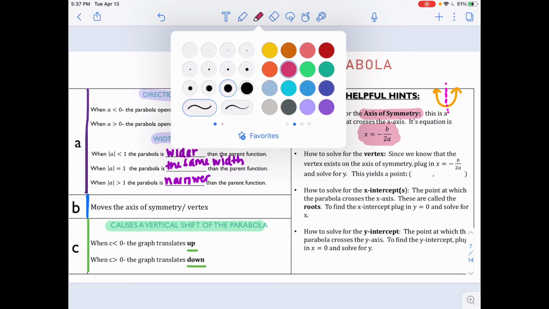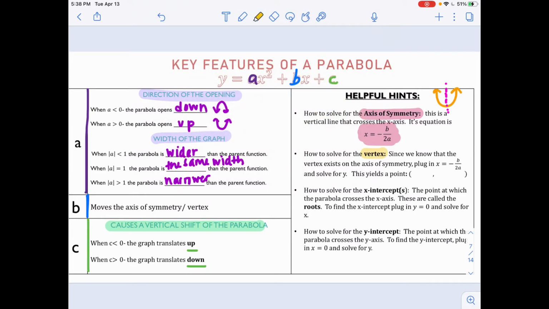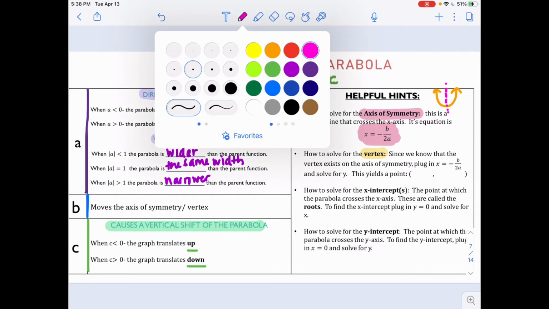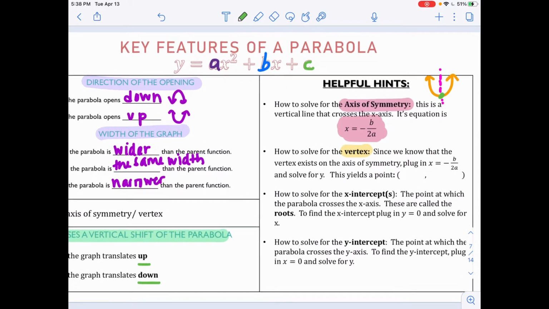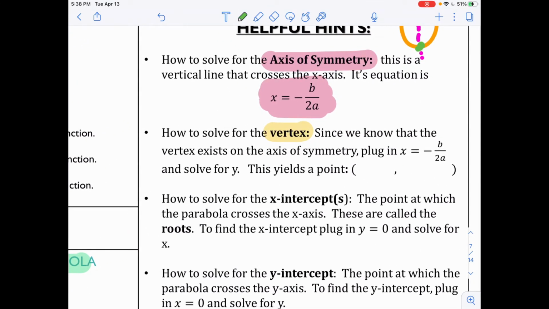Some other features I might ask you to solve for is the vertex. Well, we know that our vertex is always located at the highest or lowest point. So in this case, our vertex is here, and it always lies on my axis of symmetry. Since the vertex exists on the axis of symmetry, what we can simply do is plug in my axis of symmetry as my x value for my coordinate, and then solve for y. So for instance, my x value will be negative b over 2a, and my y value will be the function of negative b over 2a. I apologize that this is a little messy.